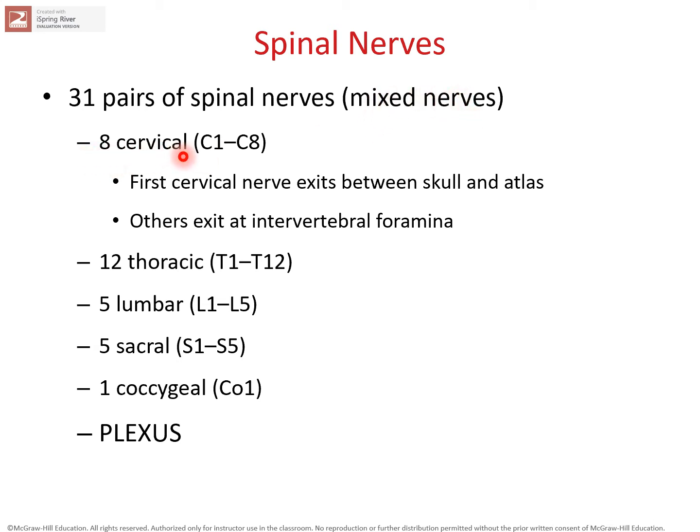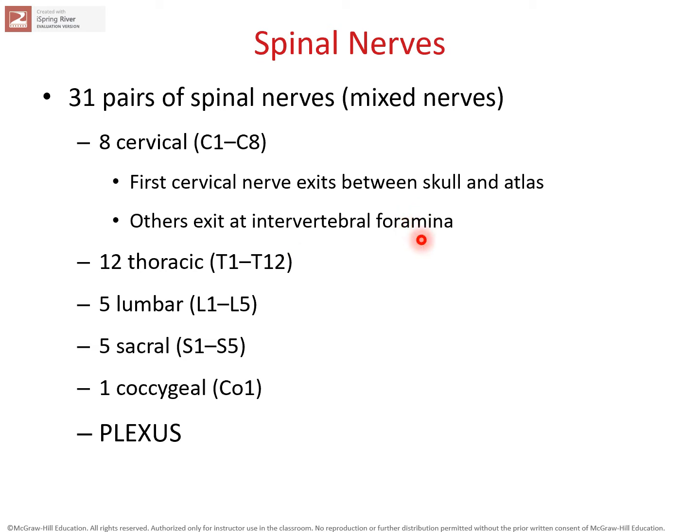We have 8 pairs of cervical nerves. Now you might be thinking, how 8 when you only have 7 vertebrae? Yes, you only have 7 cervical vertebrae, but you have 8 pairs of these cervical nerves. And the first cervical nerve emerges above the first cervical bone, in between the skull and the atlas. The rest emerge from the spinal cord through the intervertebral foramina. The intervertebral foramina is the foramina in between 2 vertebrae.